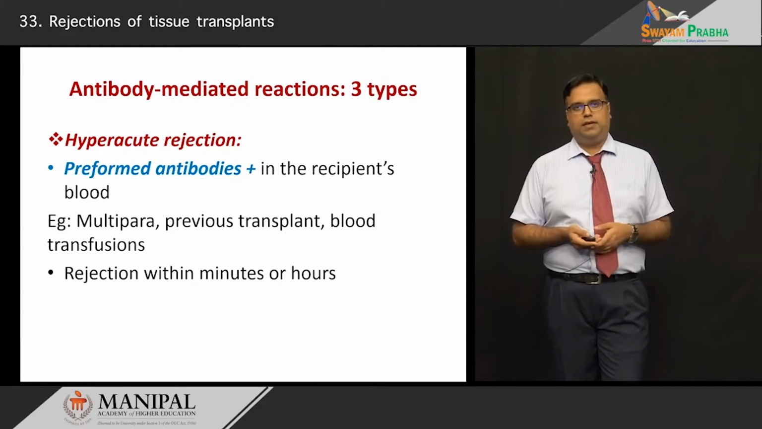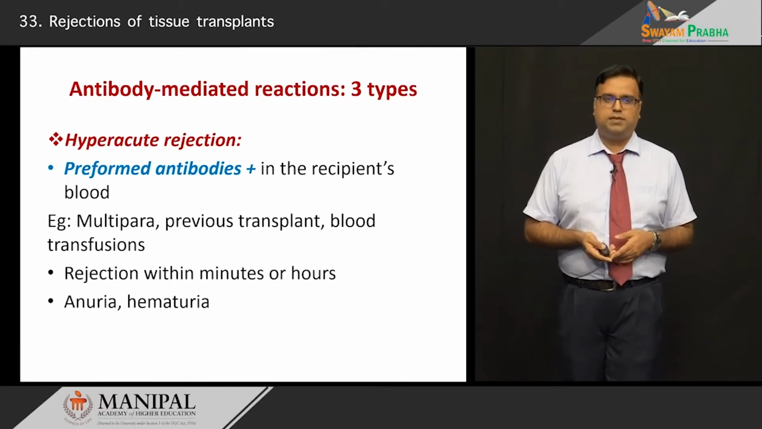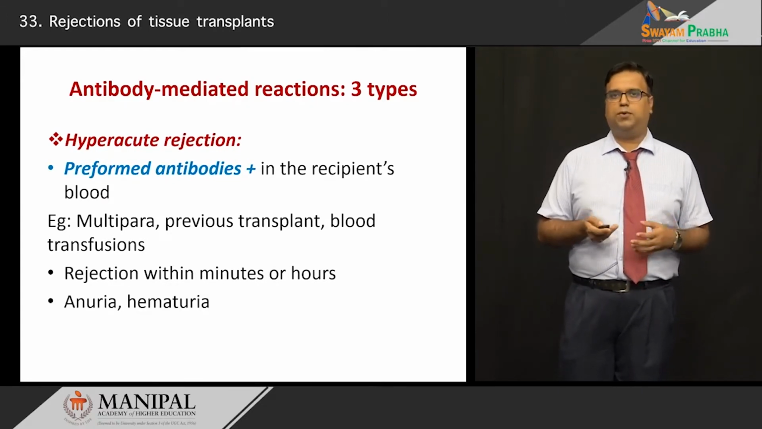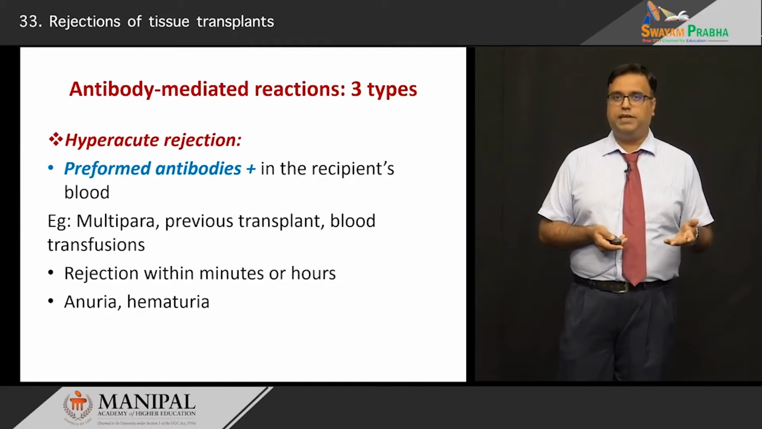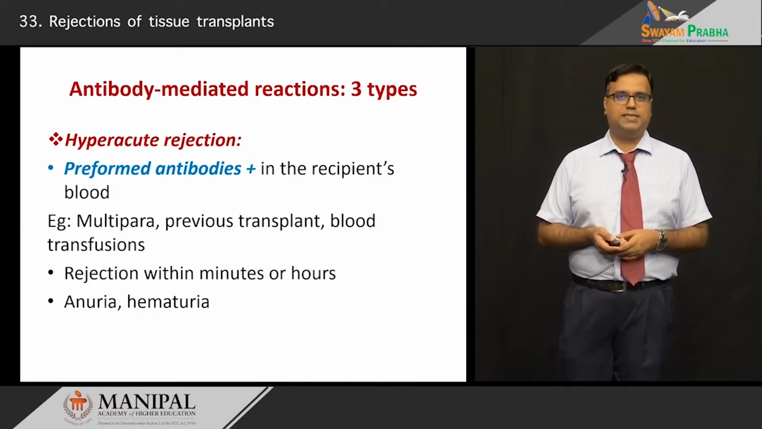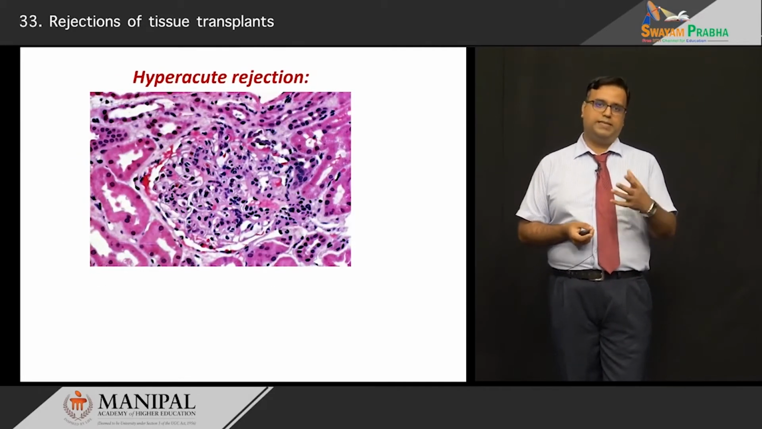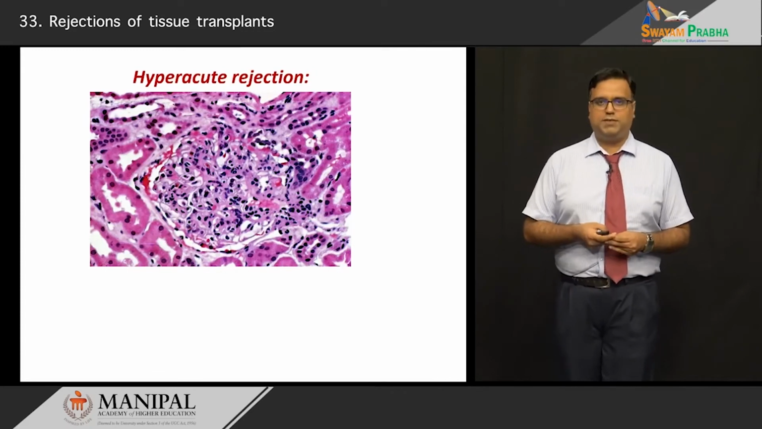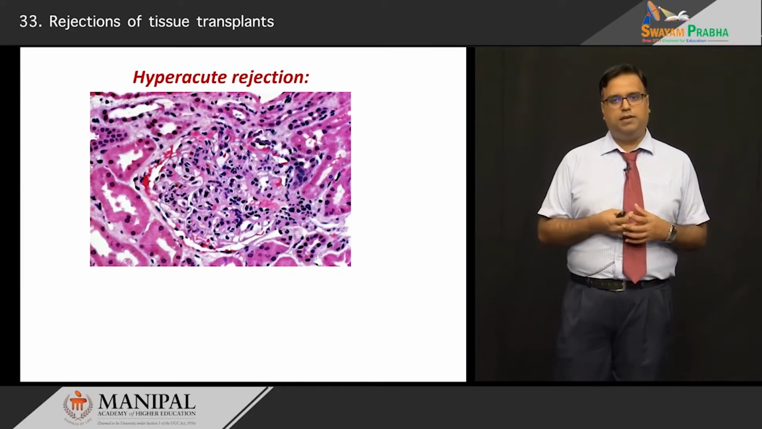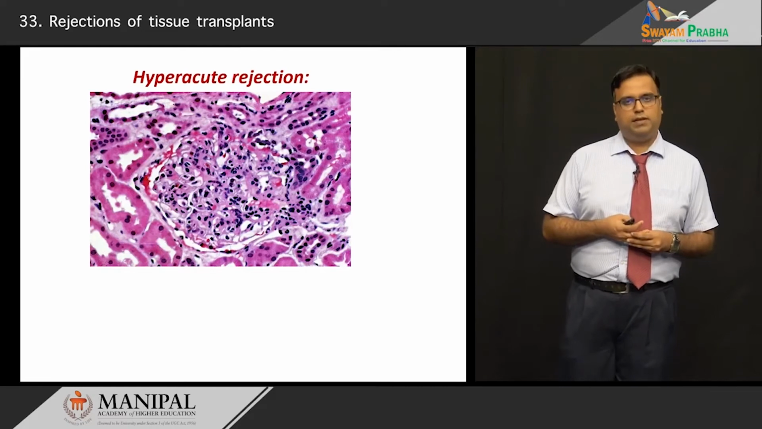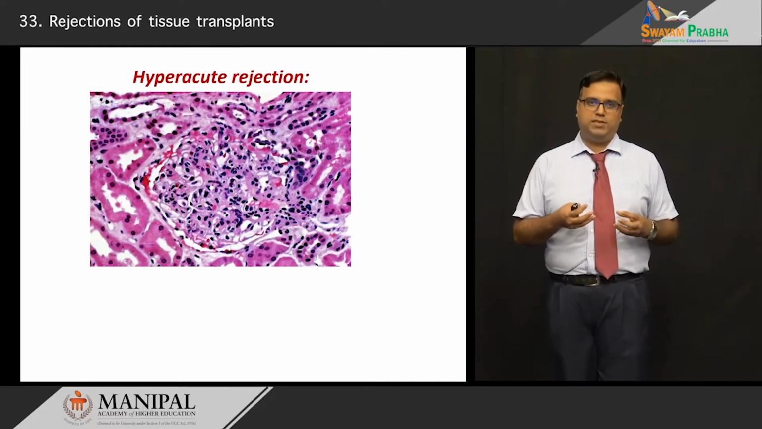So like I said, it occurs within minutes or hours. Anuria and hematuria are what you look out for. If they are supervening, you do the investigations, and you can understand that you are in the terrain of hyperacute rejection. And it looks something like this. If you take a biopsy of the kidney, you can see a central glomerulus in this photomicrograph, very cellular, with a lot of areas of pink within the glomeruli, which is mild mesangial expansion.